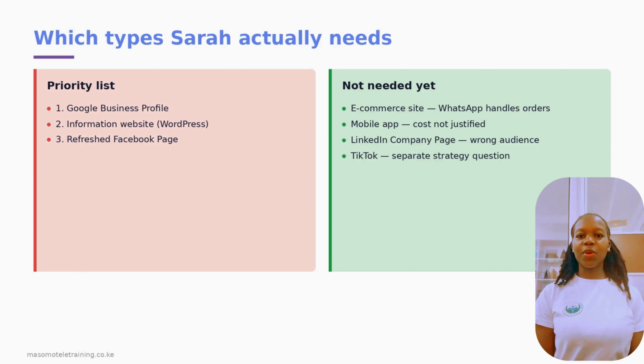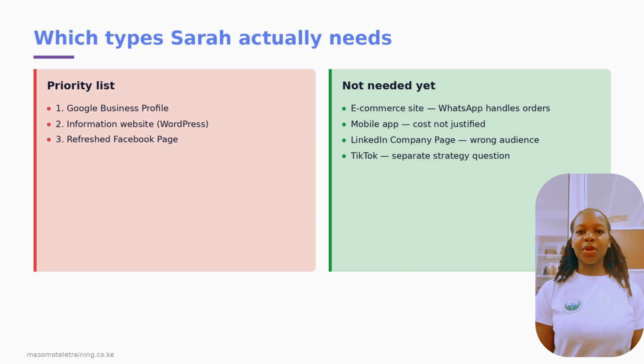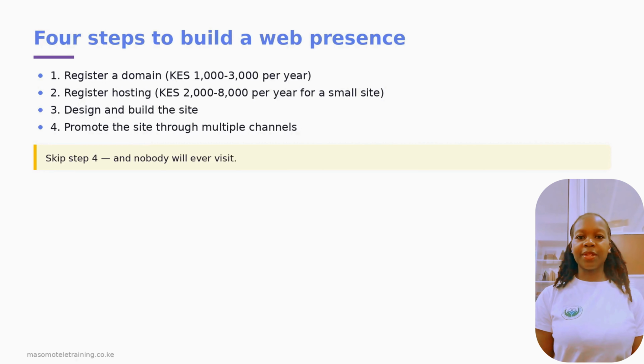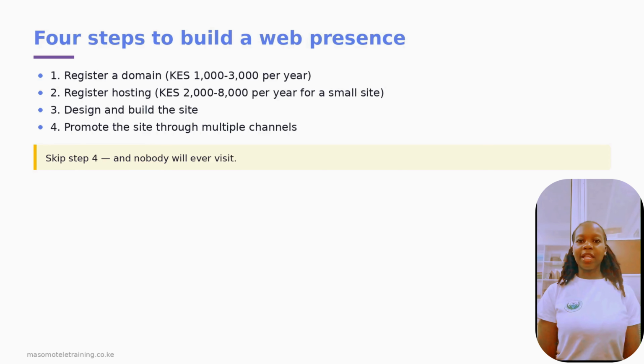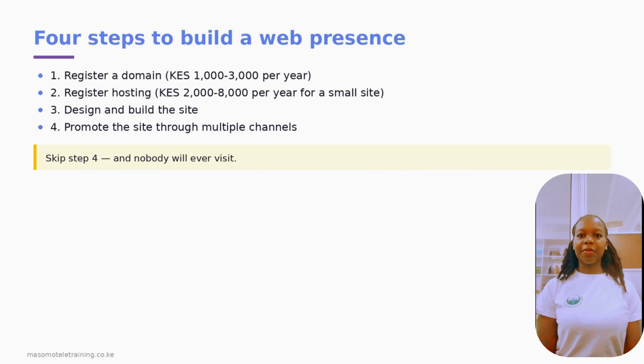She does not need an e-commerce site. WhatsApp handles her orders. She does not need a mobile app. The cost is not justified. Match the presence to the business. Once you have chosen a website, there are 4 steps to build it. Step 1. Register a website address, a domain name.